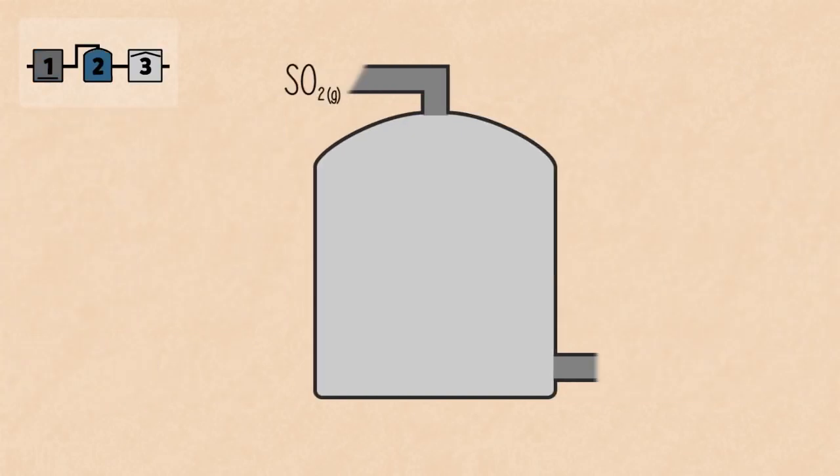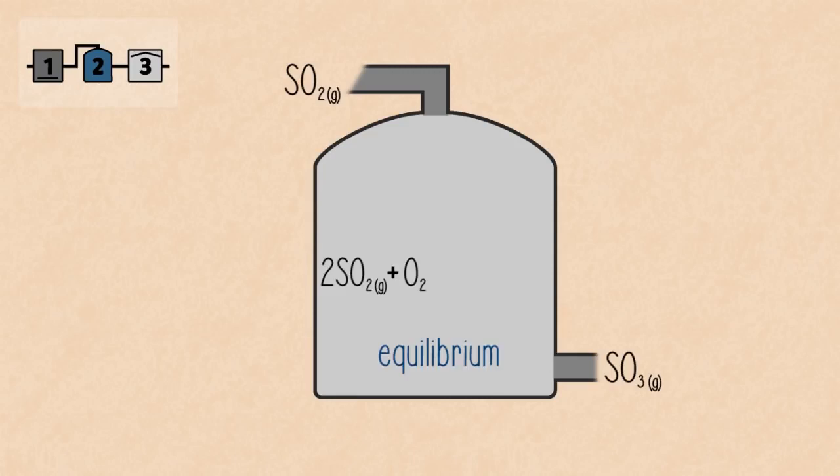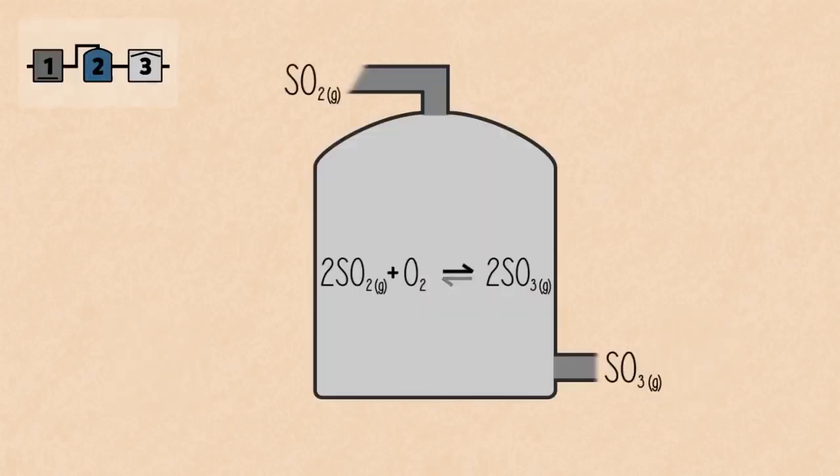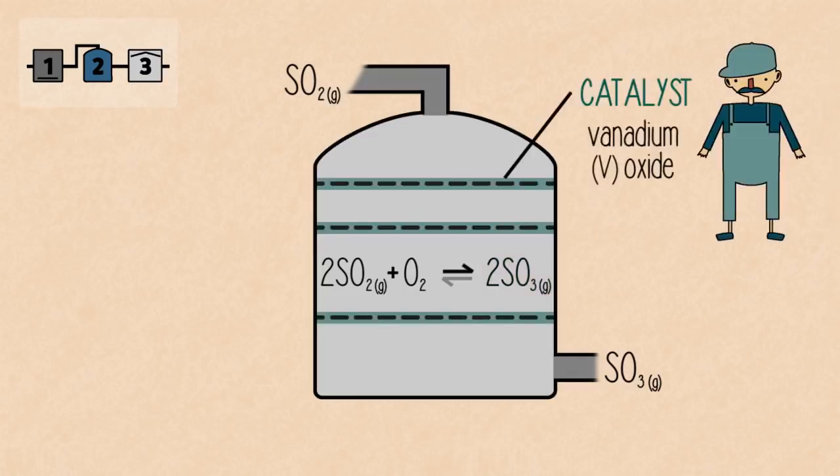In stage 2, the sulfur dioxide is converted into sulfur trioxide. The reaction is in equilibrium, which means that as the product is formed, the reverse reaction can also occur and it can break down into its reactants. What can be done to this process to speed it up and to force the equilibrium into forming more sulfur trioxide? Pause the video and continue when ready. This reaction can be sped up to form sulfur trioxide by adding a catalyst, vanadium oxide.